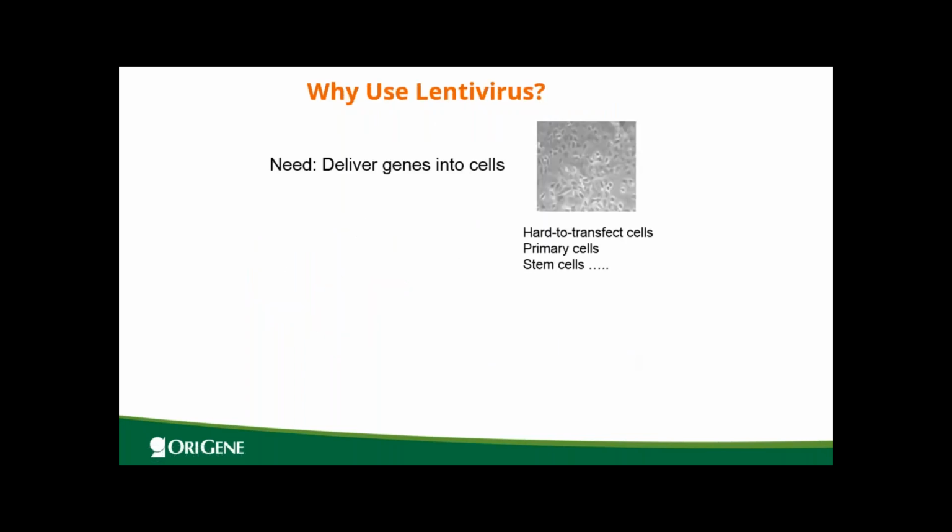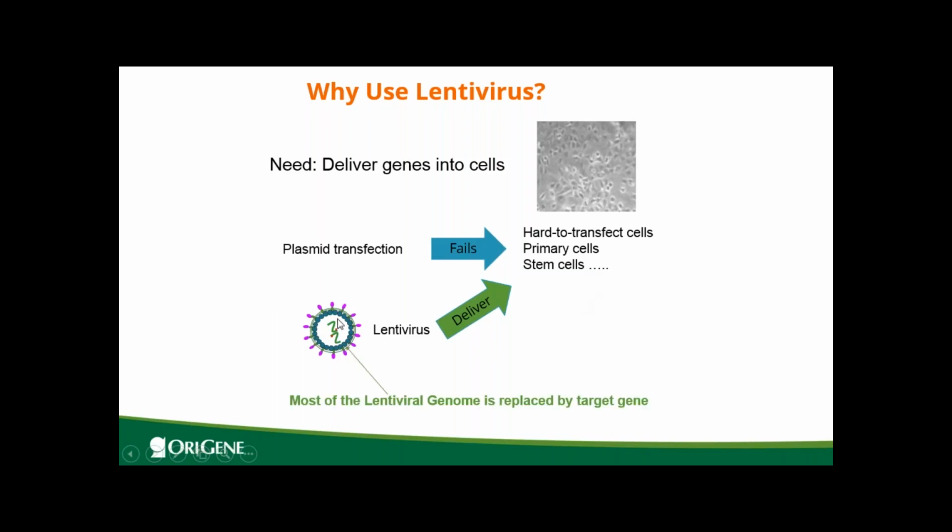So why use lentivirus? Because there is a need to deliver genes into cells, especially hard-to-transfect cells, primary cells, and stem cells. Regular plasmid transfection fails to deliver genes into those cells. However, lentivirus can efficiently deliver genes into those cells. In the engineered lentivirus, the genome is mostly replaced by the target gene, your gene of interest. So through infection, your gene of interest will be delivered into those cells.